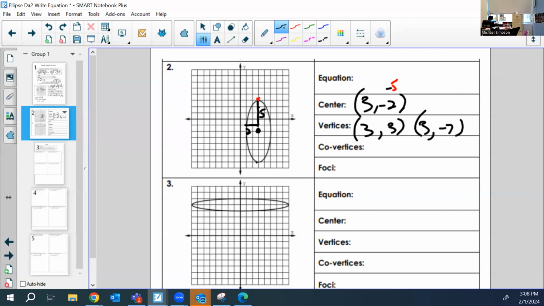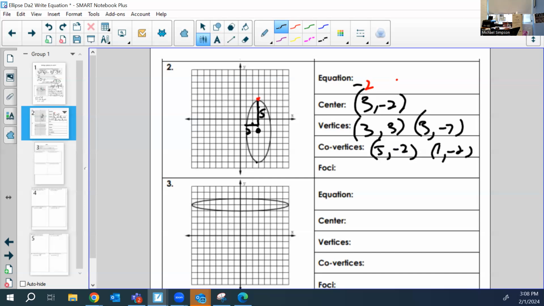Okay, co-vertices now. I'm going to add 2 to the x values, right? Add plus 2 right there. That's going to give me 5, negative 2. And for the other one, I'm going to subtract 2. And that's going to give me 1, negative 2.